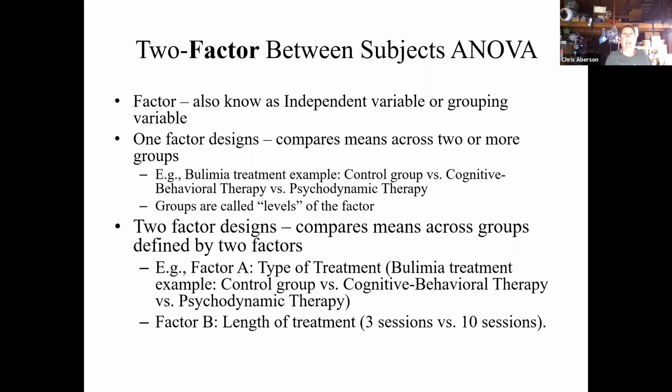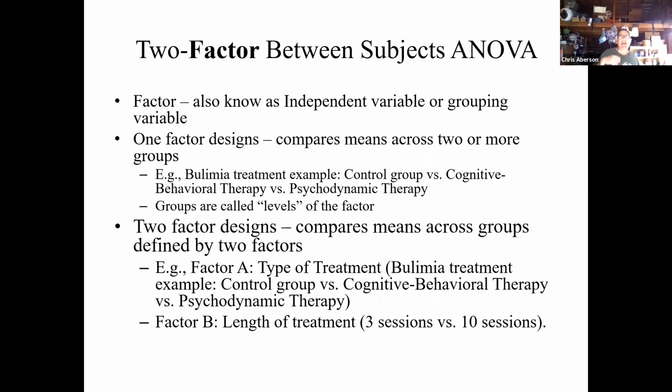With a one-factor design, we were comparing means across two or more groups. For example, we had bulimia treatment, a control group, cognitive behavioral therapy group, and a psychodynamic therapy group. Those individual groups are called levels of the factor. With a two-factor design, we have two different ways to break down the groups. We could have, for example, factor A, the type of treatment, again, with those same types of groups. And then factor B, length of treatment. We could have in each of those groups, half the people getting 3 sessions, half the people getting 10 sessions.